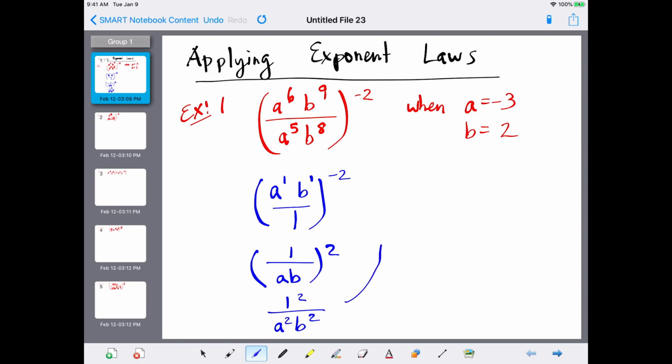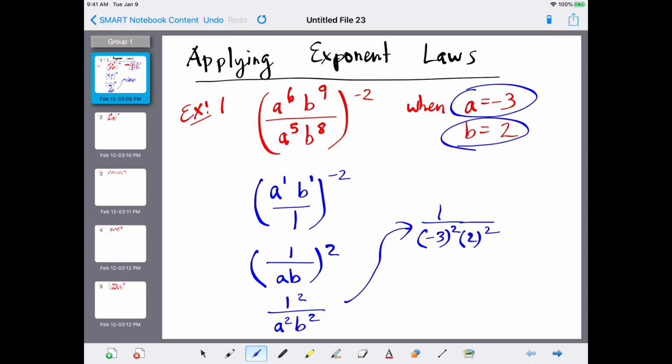So in the question, we were given the fact that a was equal to negative 3 and b was equal to 2. So we're going to have 1 over negative 3. We'll substitute the negative 3 in for a. So negative 3 squared multiplied by our 2 squared, which is our b. Then negative 3 squared is 9 and 2 squared is 4. So in the denominator we're going to have 9 times 4, which is just equal to 36. So our answer is 1 over 36.